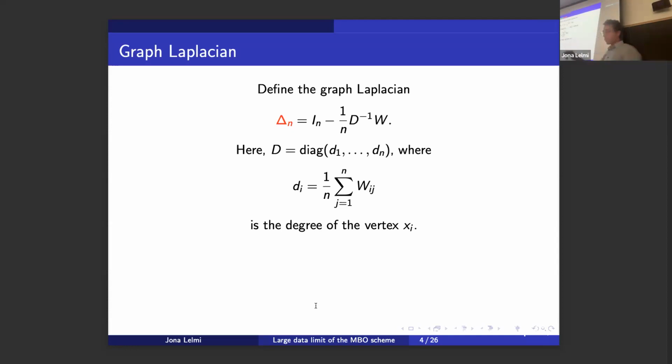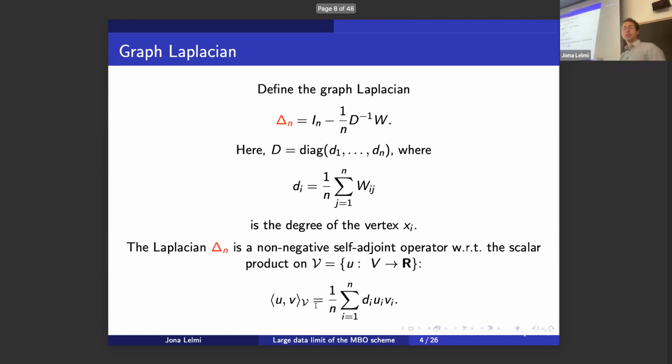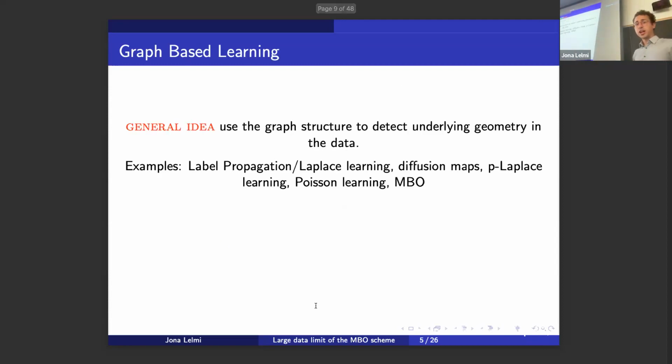And with this definition, the Laplacian is then a non-negative self-adjoint operator with respect to this scalar product here. And this is the crucial object for many of the graph-based learning algorithms in the literature. So the general idea is that you want to use the graph structure to detect the underlying geometry of the data.